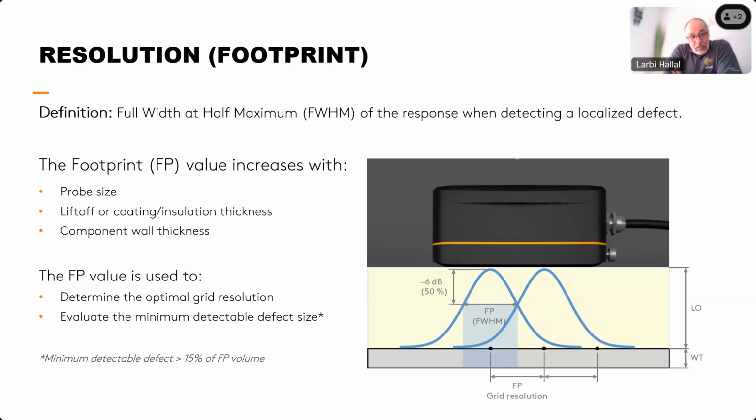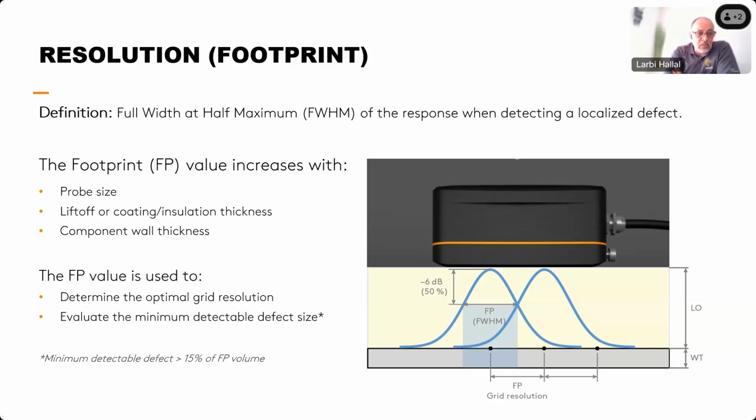What can impact the footprint, or how the footprint is calculated, let's say. It's calculated from the probe size, the probe model that you will be using. Also from the lift-off, so the distance between the component and the probe itself, due to the insulation, for example. And the component wall thickness will also affect the footprint value. This footprint value is important to determine the optimal grid resolution when you will do your scans. And also that will help evaluating the minimum detectable defect size.